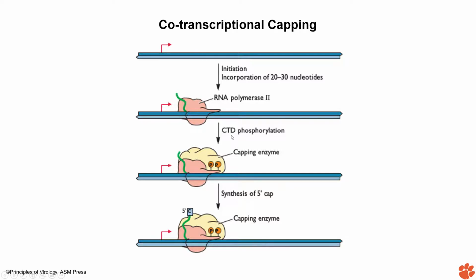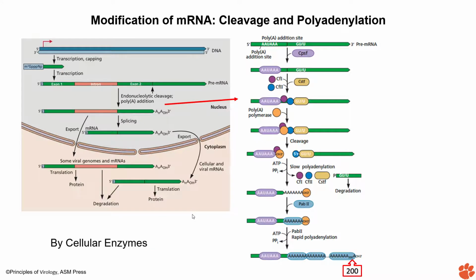Once the CTD is phosphorylated, this is the site for recruiting the capping enzymes. This could be guanylyltransferase, methyltransferases, 2'-O-methyltransferases, everything. Several different subunits can be put there, and they all assemble together. As transcription is happening, the cap is already made at this point. So this is basically the co-transcriptional capping of the mRNA as it is being transcribed. All right, so this is your capping.